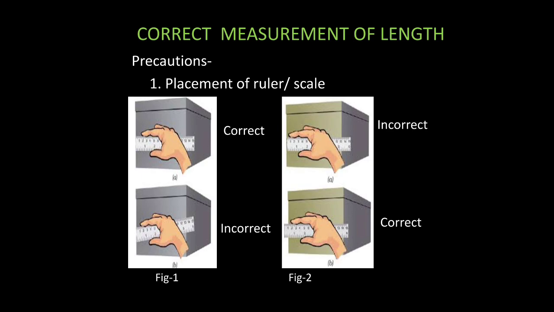Similarly, in case of figure 2, the edge of the scale is broken in the first case. So from the broken edge you cannot start. You have to start with the proper unit. So what is the alternative over here? You can start with your marking point 1. So this second one is the correct one.